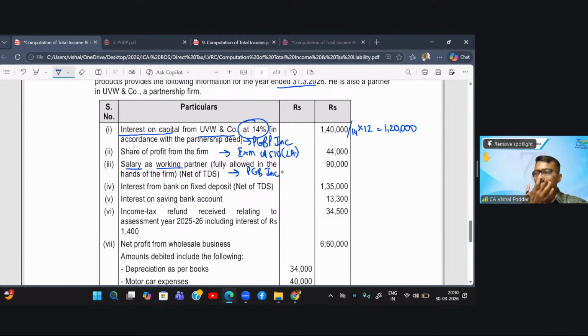Now this amount is given as net of TDS. Now I'm sure you all know that whenever it is net of TDS, you have to gross up the amount. And while grossing up the amount, you will have to divide this by the TDS rate. So what is the TDS rate, students, for this particular income? Can anybody tell me?